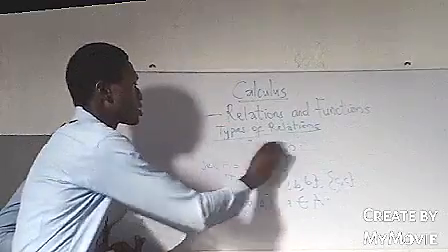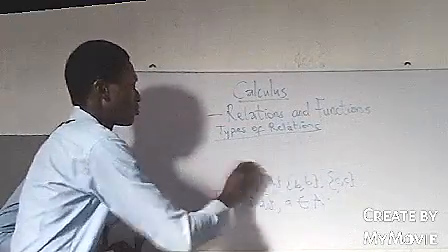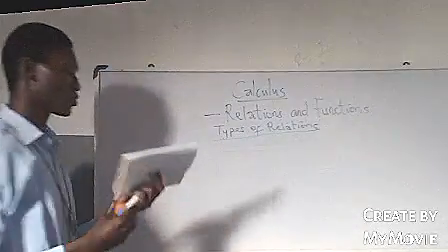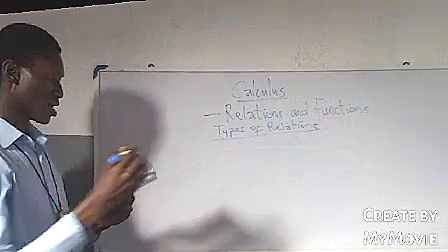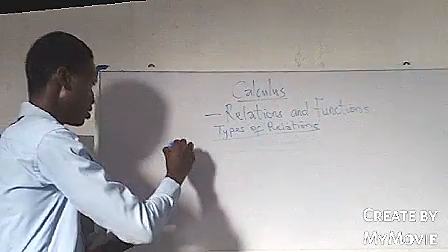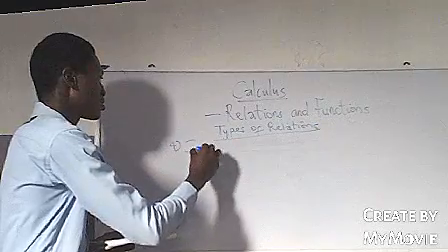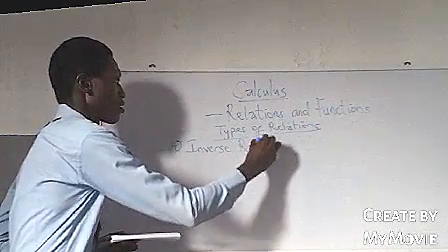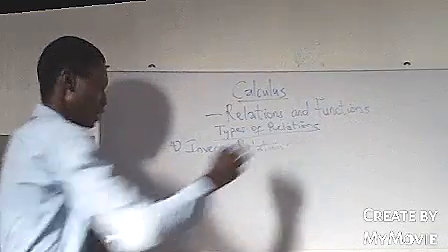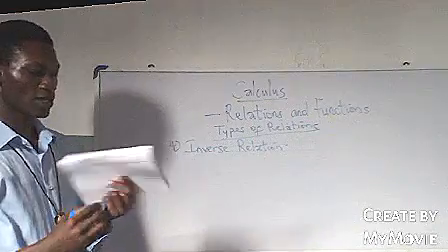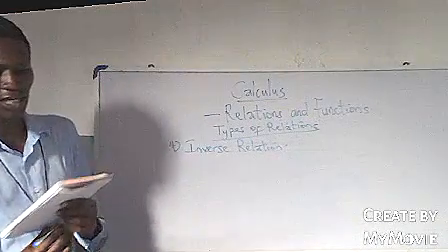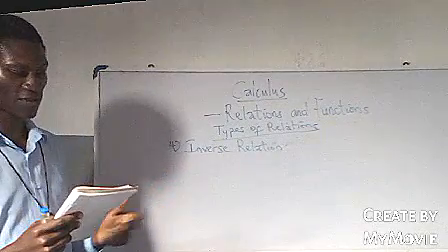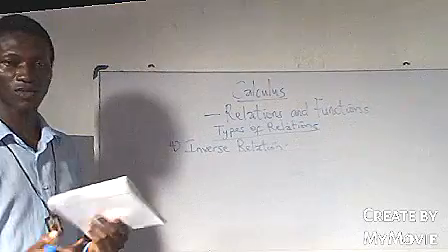We go to the fourth type of relation, which is the inverse relation. Inverse relation is when the set has elements which are inverse pairs of another set.